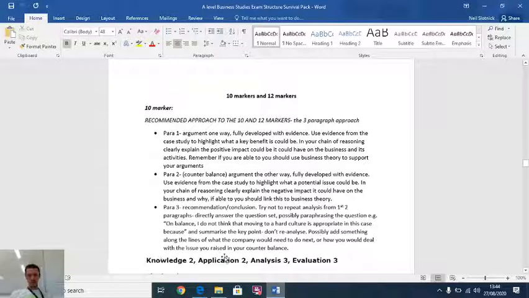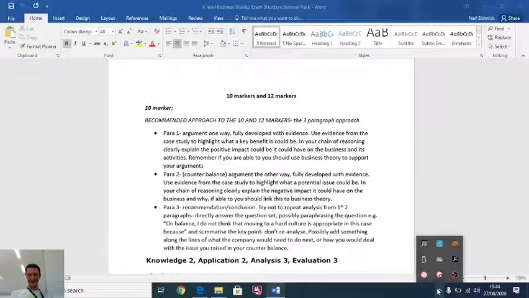2 marks for knowledge, 2 marks for application, 3 marks for analysis, 3 marks for evaluation, okay? You don't need specific definitions in this case. What we're really looking for is that you're going to show your knowledge throughout the 3 paragraphs. Application for 2, use of the case study. Analysis 3 is going to be really your paragraph 1, arguing one way, and then your evaluation is your counter, and obviously your analysis and evaluation will feed through into the conclusion as well.